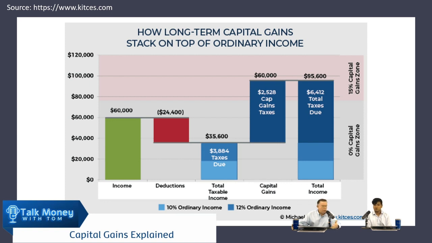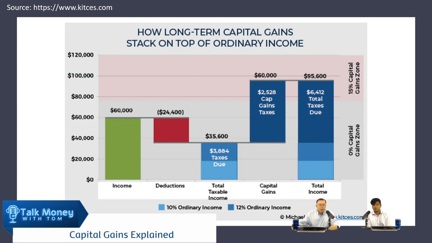If you look below, there's $3,884 of taxes owed. There's a light blue box, which represents the 10% ordinary income bracket, and a darker blue box that says there's a 12% ordinary bracket, right? So it's combined together. The first part of your income is at 10%, the next part's at 12%.